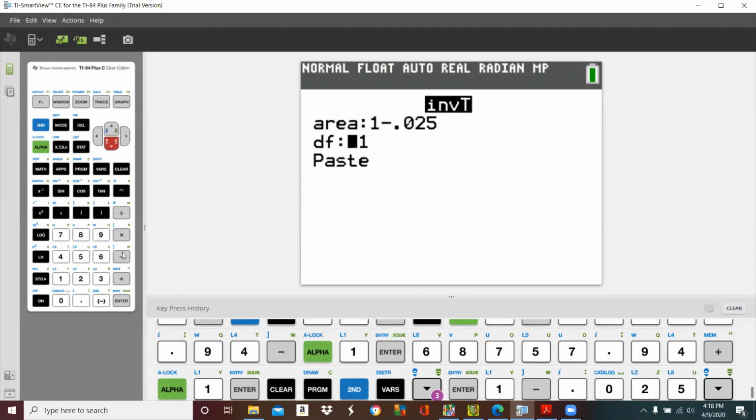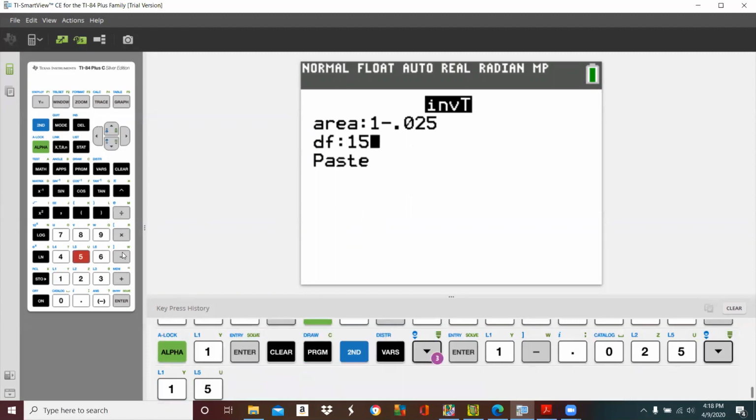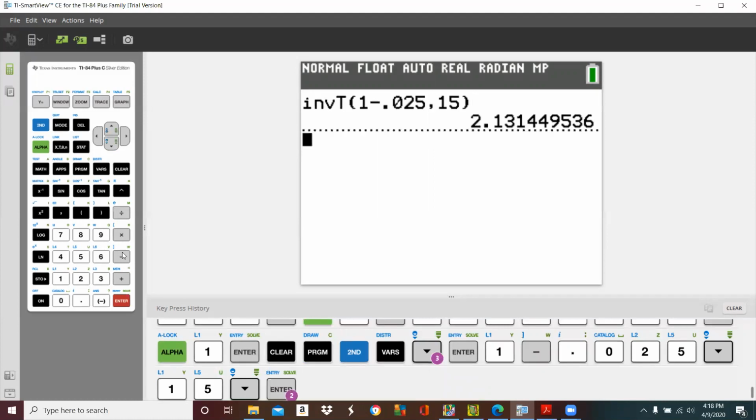Now the degrees of freedom. The sample size is 16. The degrees of freedom is the sample size minus 1, so it should be 15. Scroll down, hit enter. And it's 2.1314 if you're going to round it to 4 decimal places. That's how you find the critical value.